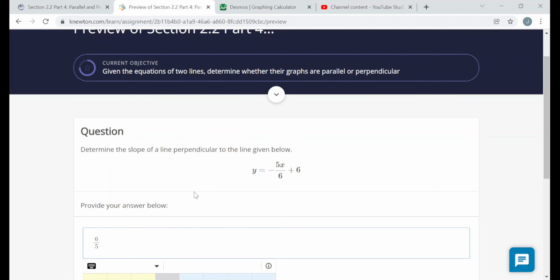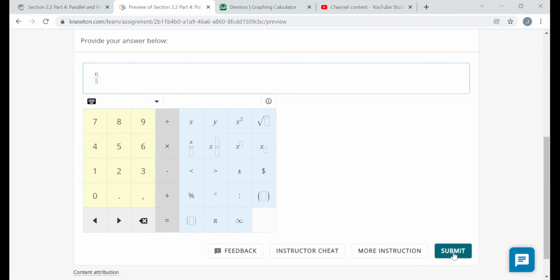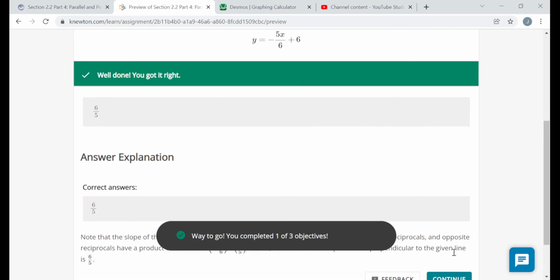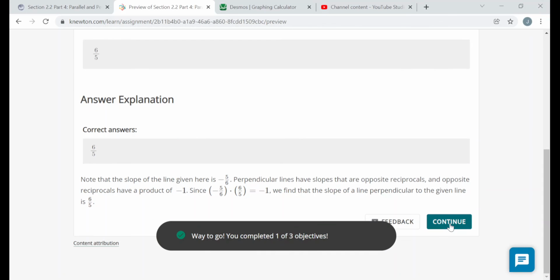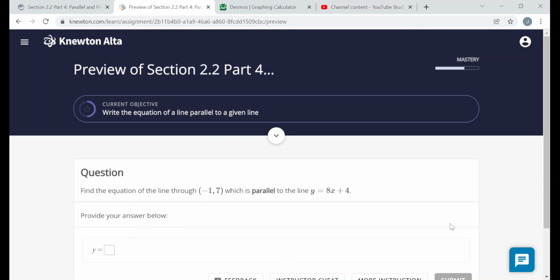And if you multiply these two slopes, it would be negative 1. Right? The product of slopes of perpendicular lines is always negative 1. Great. Alright, so that objective's done. Now we're just going to be writing some more equations.